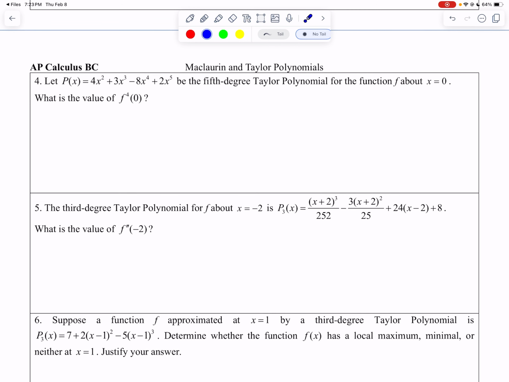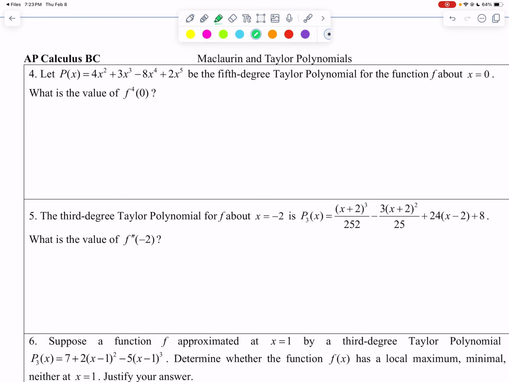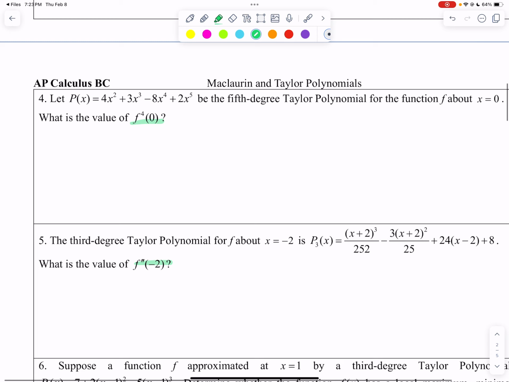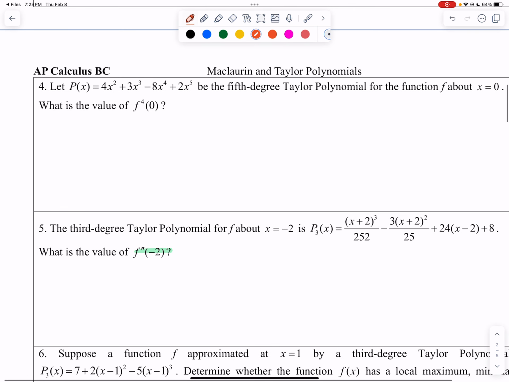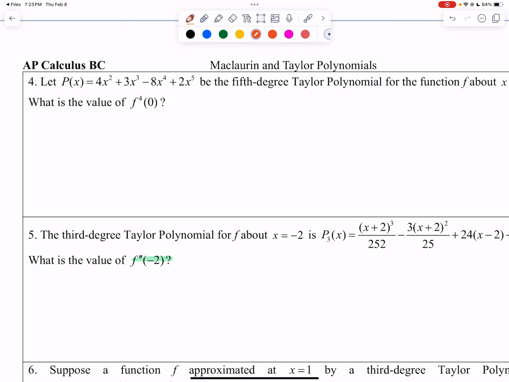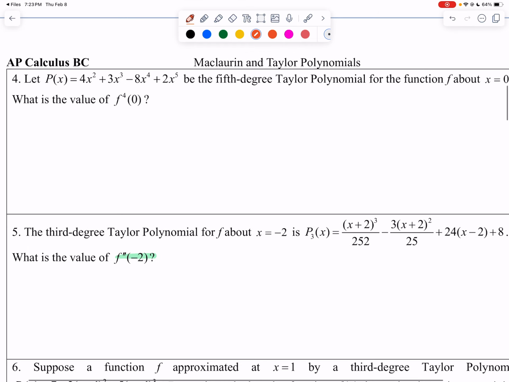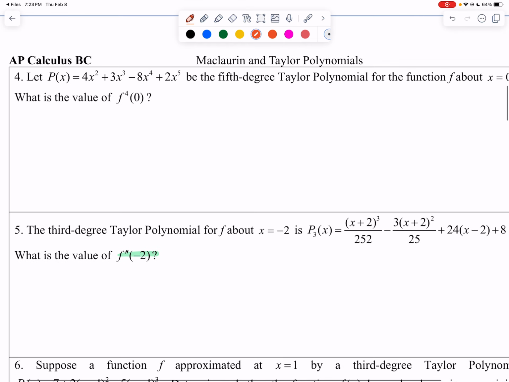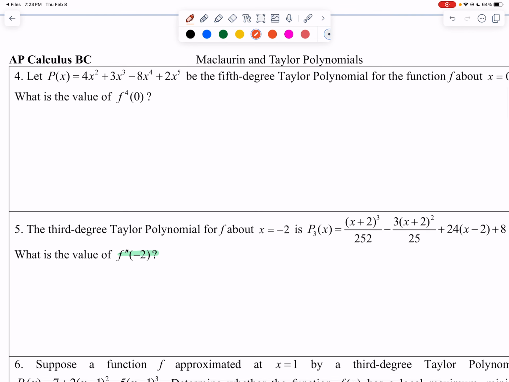For number 4 and number 5, we want to find the value of a derivative. In this case, for number 4, we want to find the fourth derivative at 0. And then for number 5, we're going to find the second derivative at negative 2. All right. So for number 4, we have p of x is a fifth degree Taylor polynomial for the function about x is equal to 0. And we want to find the value of the fourth derivative at 0.